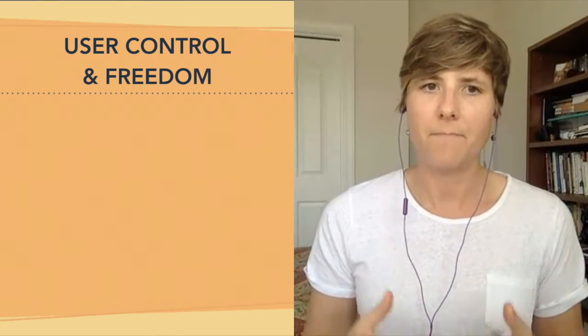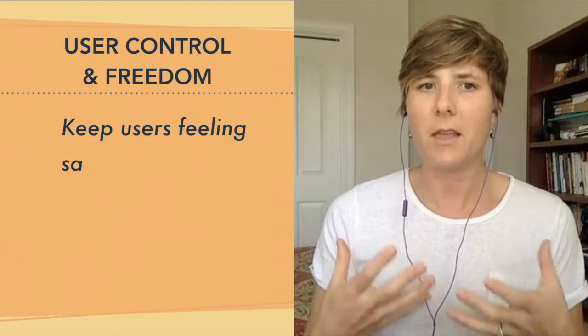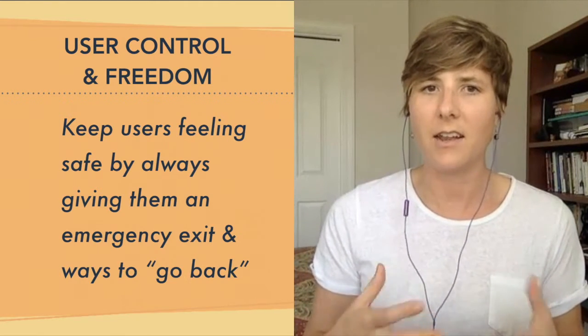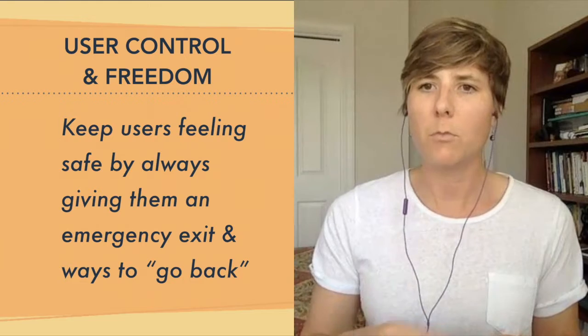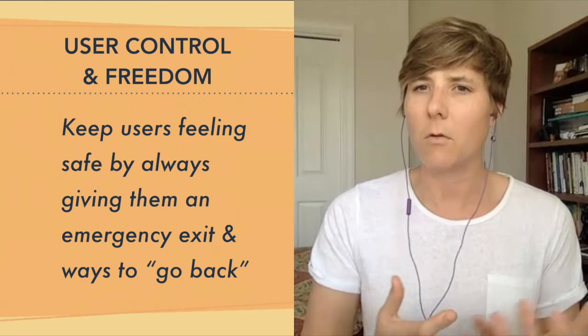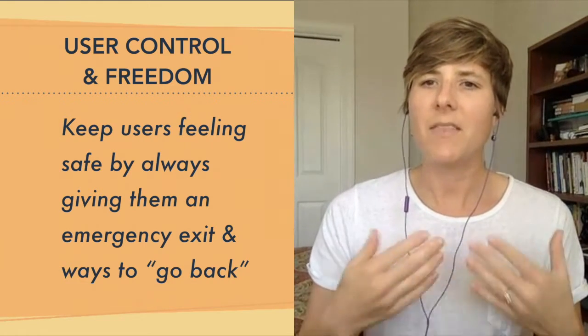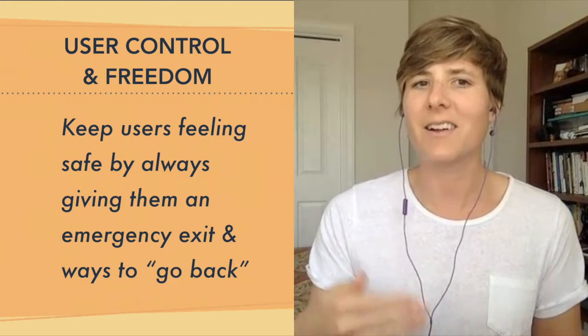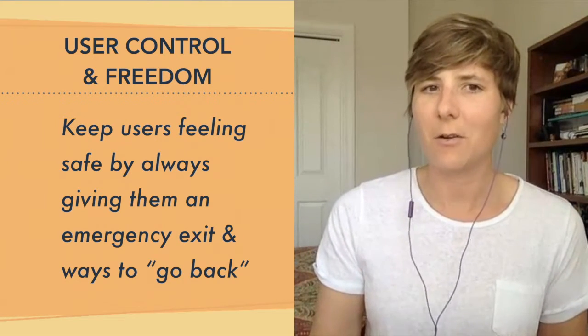Okay, our third heuristic is user control and freedom. And this has to do with helping users feel safe in your design and in your system by giving them freedom to move around, right? So not constraining them to only one pathway, but at the same time, always having clearly marked exits in case they go somewhere they don't want to be, right?